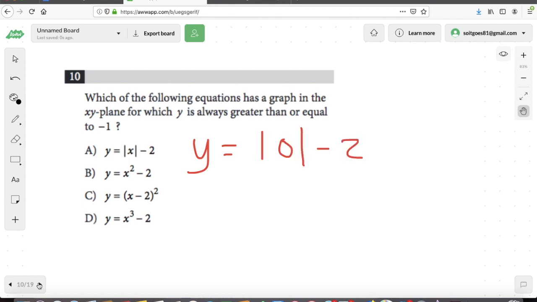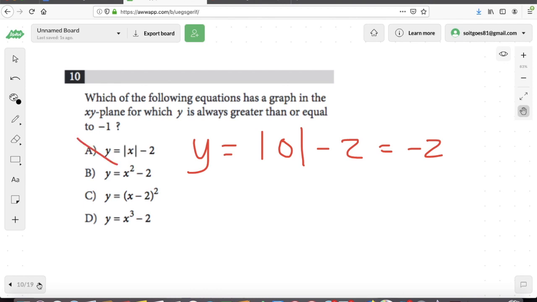Now, do you remember absolute value? Do you remember how that works? Yes. All right, it's in the rules for mathing. If you need to check it out, you can. But we calculate what's inside the bars. If it's positive, keep it positive. If it's negative, make it positive. What's the absolute value of 0? 0. Just 0, right? So we get y equals 0 minus 2. What's 0 minus 2? -2. So do we have a y value less than -1? Yes, we do, and we can eliminate answer choice A.